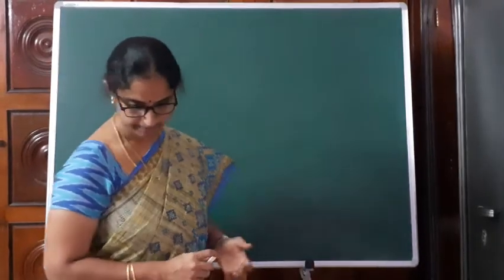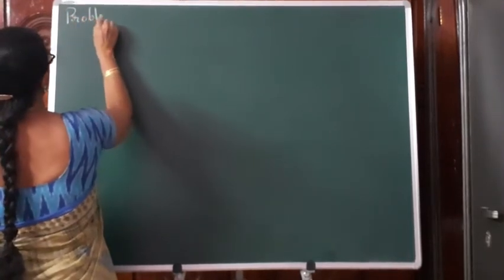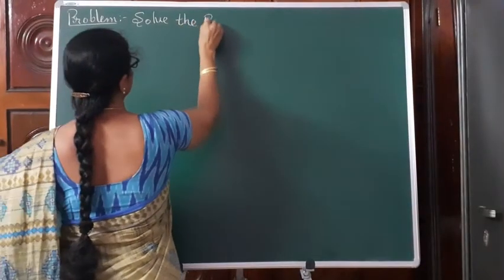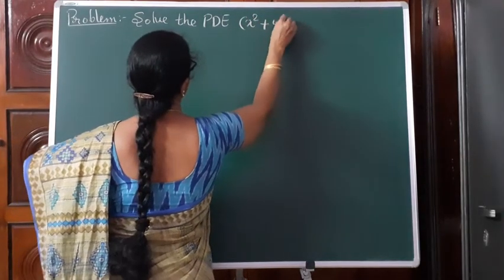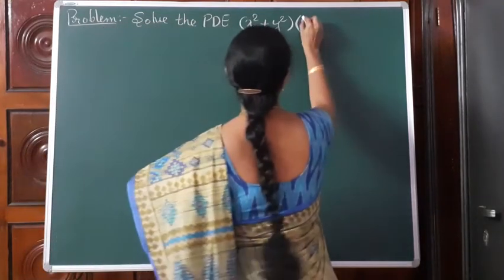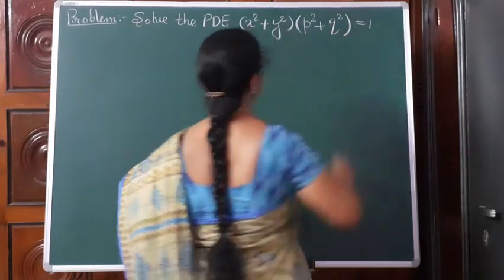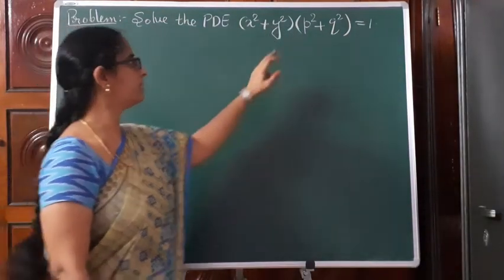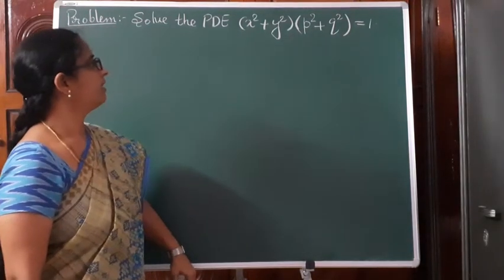We take this example problem. Solve the partial differential equation (x square plus y square) into (p square plus q square) is equal to 1. As you can see, this is a non-linear partial differential equation because we have p square and q square here. And this is not in any of the standard forms.